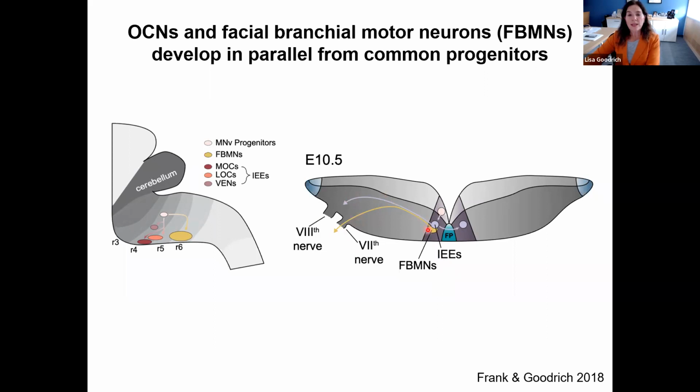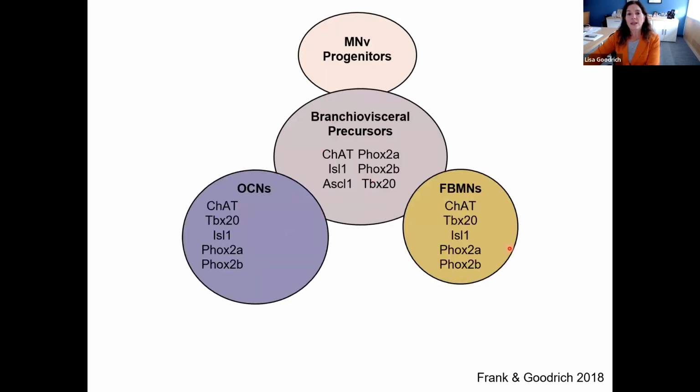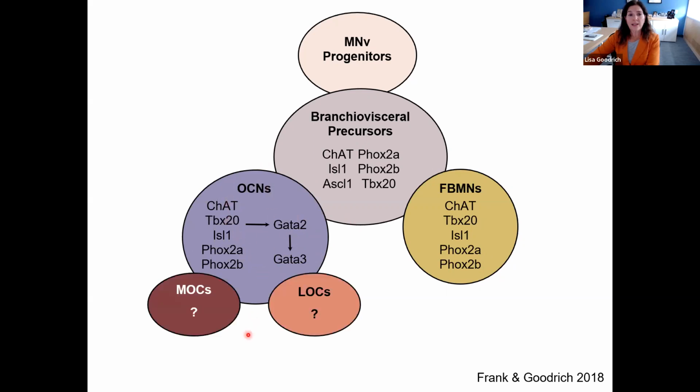And so developmentally, they start from a common progenitor that goes through a couple of stages of becoming kind of more brachiovisceral and then setting aside the OCNs and the FBMNs. And they share many markers that are common for other motor neurons. And the only thing we knew that would distinguish the OCNs from all the others is the expression of the GATA factors, GATA2 and GATA3. After that, there's something that is going to divide these OCNs into MOCs and LOCs, but we really haven't had any good markers or really any understanding of how this division happens or when.